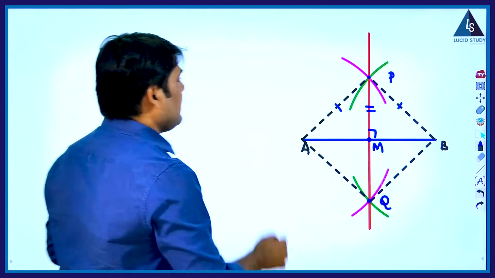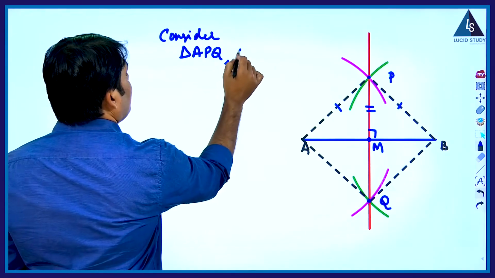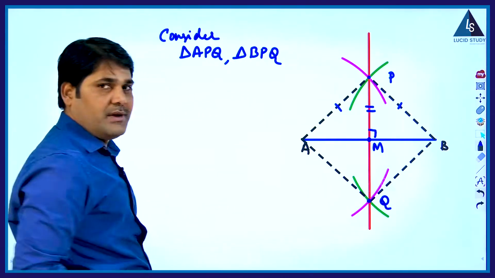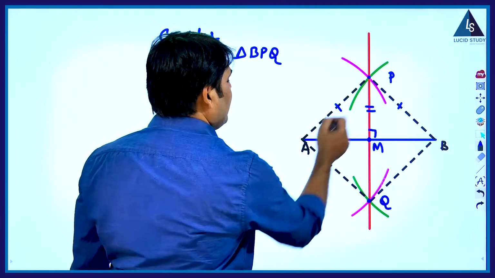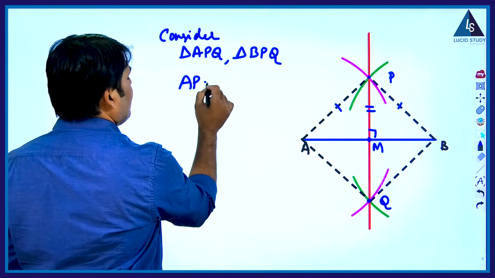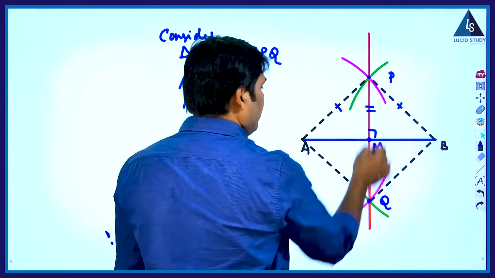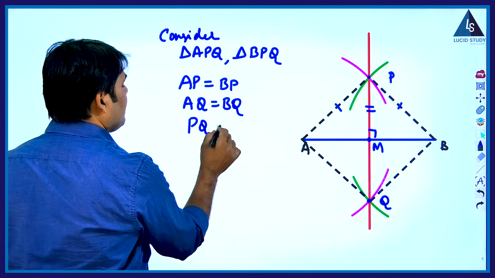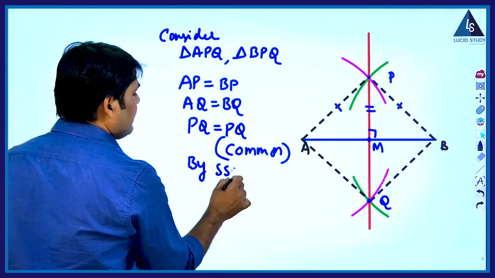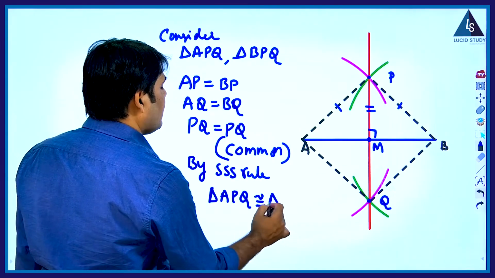See here, I will consider triangle APQ and triangle BPQ. APQ and BPQ triangles I am considering. In these two triangles, AP is equal to AQ because arcs you have drawn with the same measurements. So AP is equal to BP, next AQ is equal to BQ, and PQ is a common side for both. Right, PQ is equal to PQ, that is common. So by which rule? SSS rule, triangle APQ is congruent to triangle BPQ.